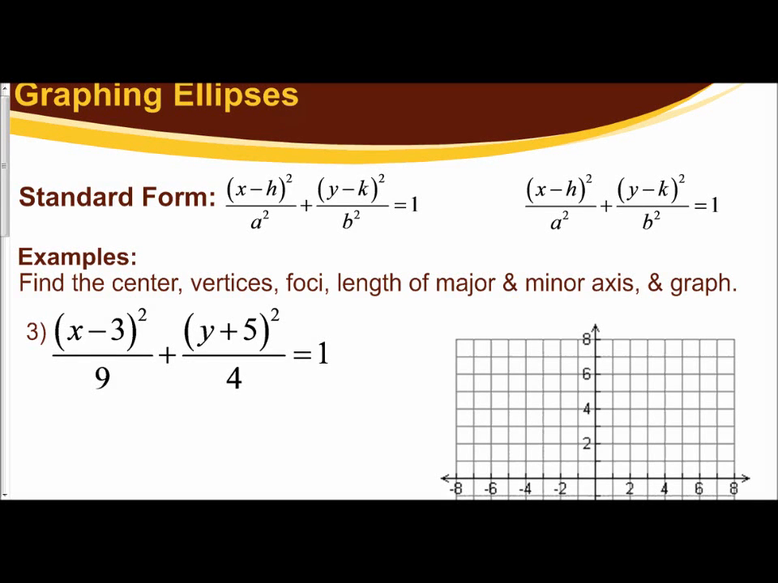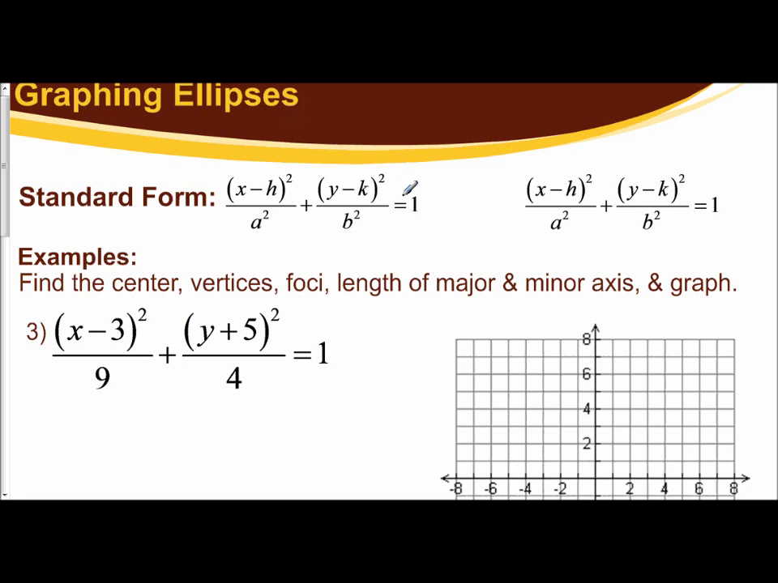In this video, we're going to look at two more examples on how to graph ellipses and identify the center, the vertices, the foci, the length of the major and minor axes. So what I want to do here is look at my first example, (x - 3)² over 9 plus (y + 5)² over 4 equals 1. This is already in my standard form.